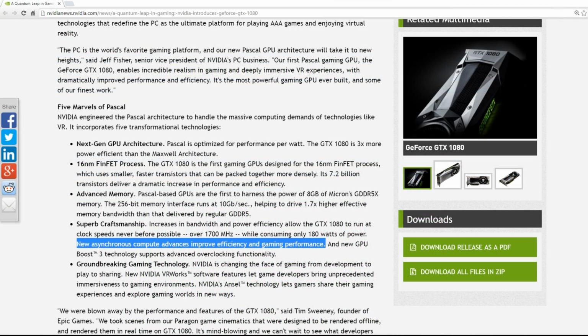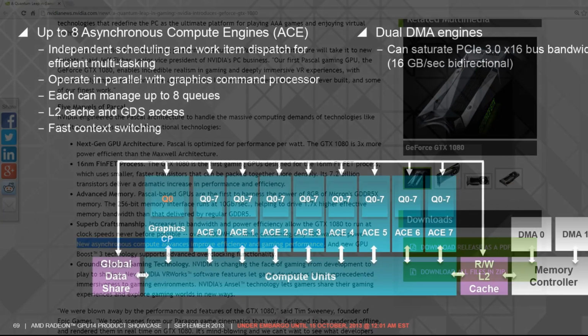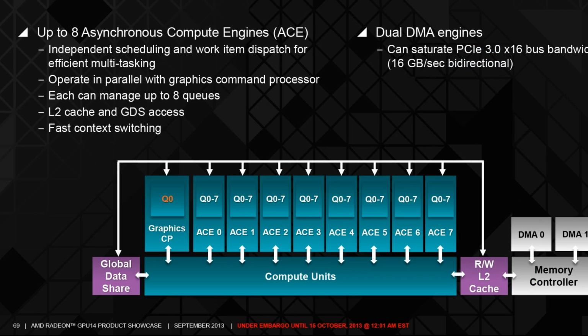The good news is that Pascal has improved in this area compared to Maxwell. Pascal features fast graphics to compute context switching, a feature that's available in the earliest GCN architecture. This is actually the reason why it's commonly said that GCN is good at compute in games. GPUs which support fast context switching can run compute-heavy games without a performance penalty.